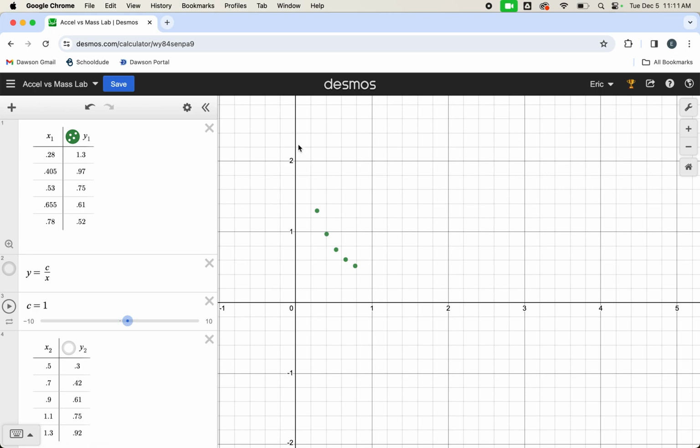And what I notice here and what I know is that if I have more and more and more mass, then this graph is going to get closer and closer to the axis here, but it's not going to cross this axis. If I cross this axis, then I'm going into negative acceleration, which means the cart's going to go the other way.